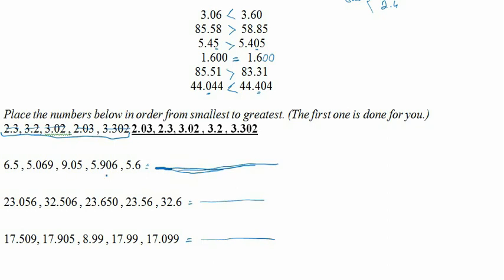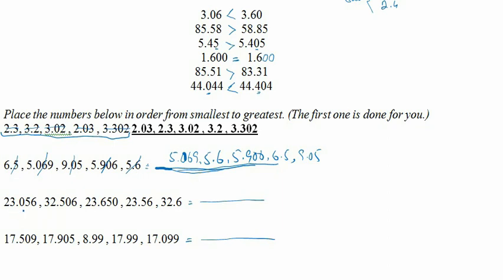Now the smallest one: the units are 6, 5, 9, 5, 5. So 5 is the smallest, and then 5.6, 5.9, 5.06. So 5.06 is the smallest, and then 5.6, and the third one is 5.9. Then 6.5, and then 9.05. So it is in ascending order.